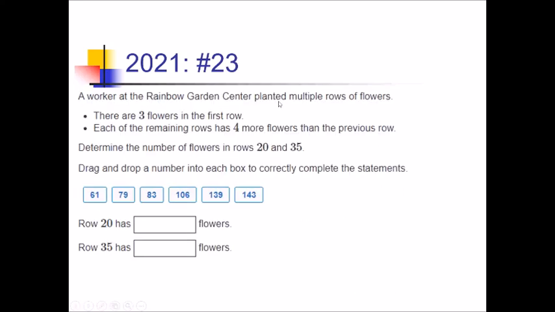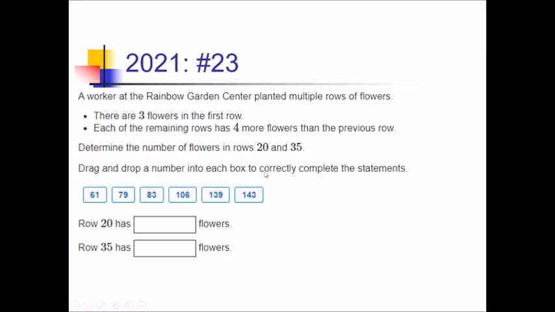For this problem, we have somebody working at a garden center planting flowers. The first row is going to have 3 flowers, and then each of the rows after that will have 4 more flowers than the row before it. So for example, the first row will have 3, second row will have 3 plus 4, so 7. Third row will have to add another 4 to the 7, so that'll be 11 flowers, and we keep going.